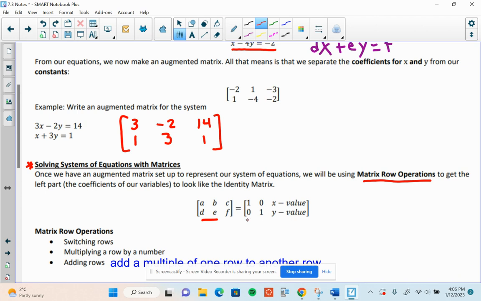We're going to use some row operations to change it to where we have the identity. And then that top row will say 1x equals, and whatever this number is the x value of the solution. And then the bottom row says 0x plus 1y equals, whatever that number is then the y value of the solution to the system.